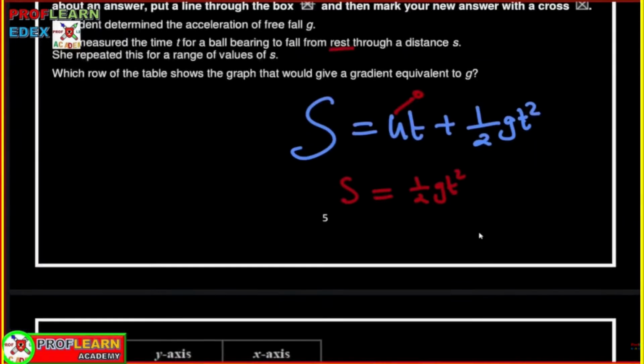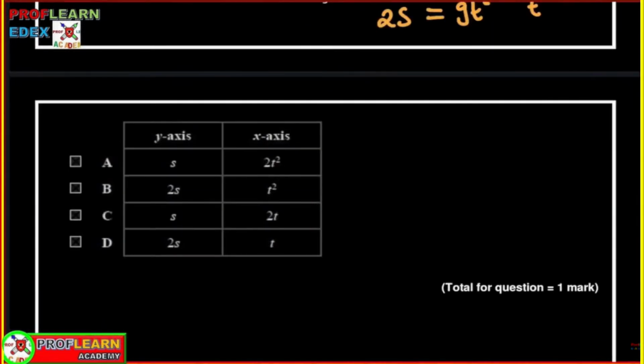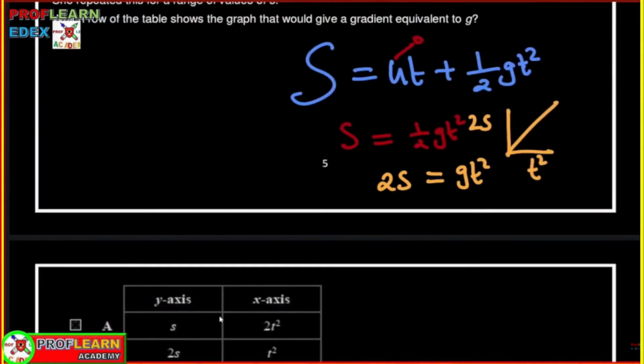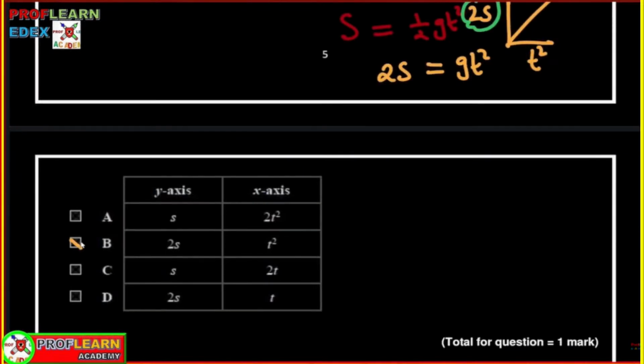But now, since in this question we can see s does not stand alone, if we multiply it by 2 on both sides, we can have 2s equals gt squared. So the graph that can be plotted is 2s against t squared, which will give us a straight line, and the gradient of that is going to be the acceleration due to gravity. So that is 2s on the y-axis and t squared on the x-axis. So that is part B.